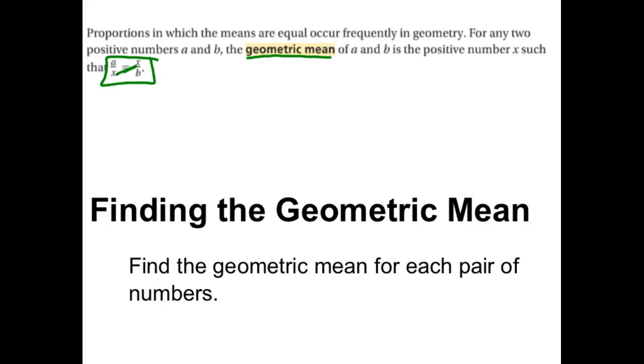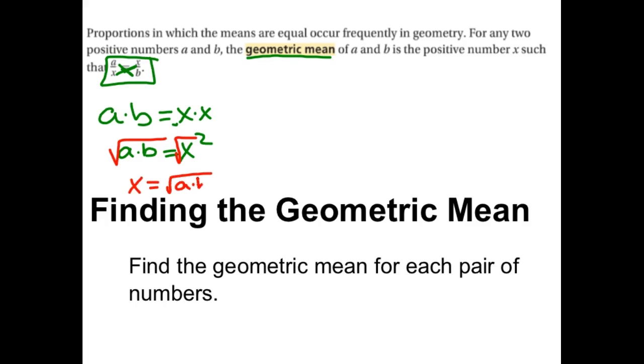So it's interesting because this is kind of what it looks like. You can see that these means are both x, and if I want to solve for that x, I start to multiply my cross products. So I go a times b, and you probably want to write this part down, equals x times x. Well, what is x times x? That's x squared, so that now equals a times b. Well, if I want to solve for x, I have to get rid of that square. So we think about what gets rid of a square? A square root. So I take the square root of x squared, and then if I take the square root of the other side, I get x equals the square root of a times b.